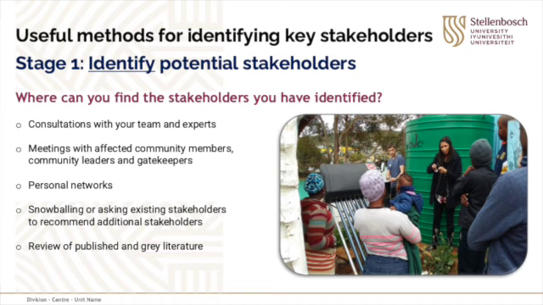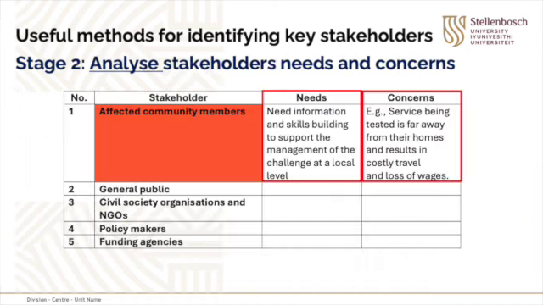So the next step, step 2, is to analyze. So once you actually have what you think is your full list of stakeholders that you want to engage in your research project or your research program, the next step is to analyze them, and analyze them specifically for their needs and concerns. So how can and how does your research project address their needs or concerns?